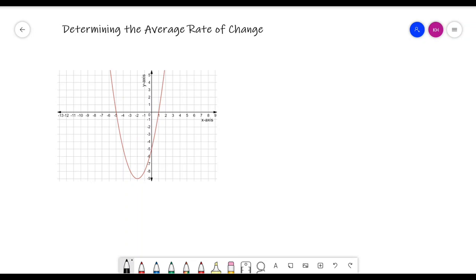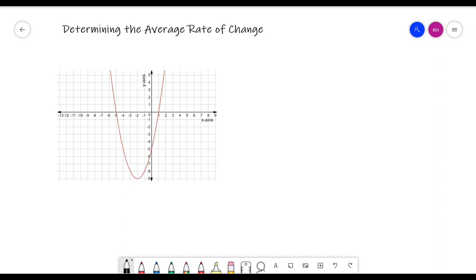Okay, so welcome everyone to a new lesson. In this lesson, we're going to learn how to determine the average rate of change. Now, in the previous lesson, we learned the basic concepts of average rate of change and instantaneous rate of change. In this lesson, our goal would be to interpret that graphically and then learn a method or a formula in order to determine or evaluate the rate of change.